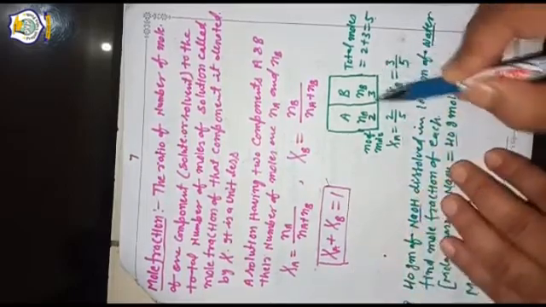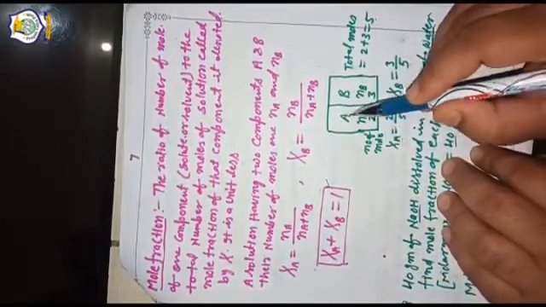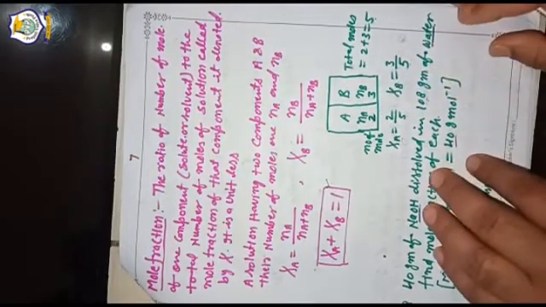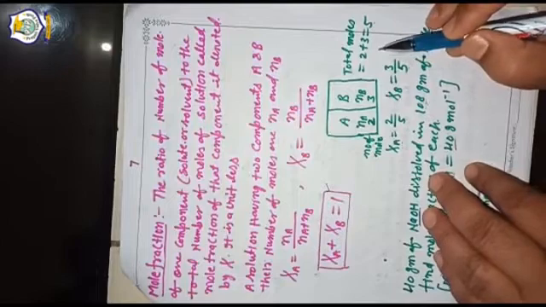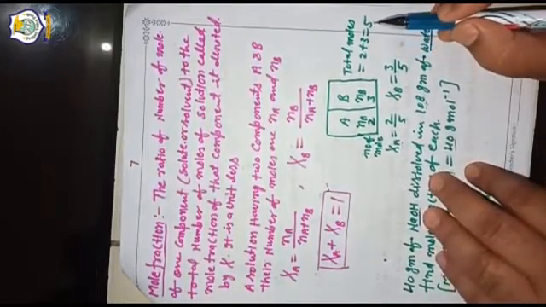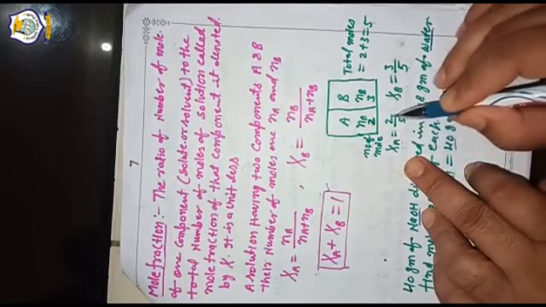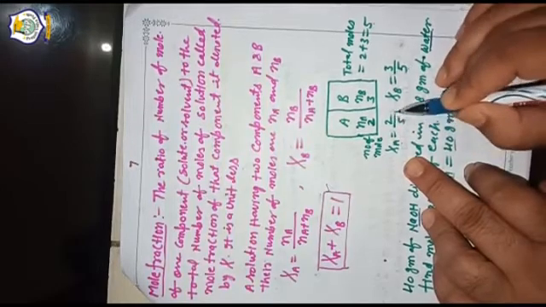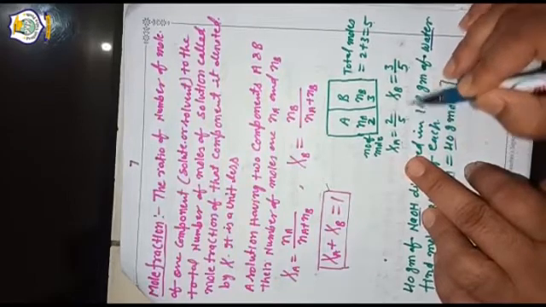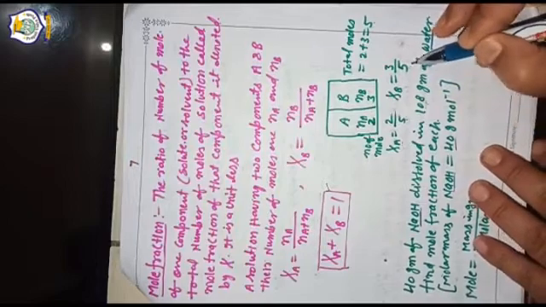Let a solution have two components A and B, the number of moles of A is 2 and the number of moles of B is 3, and the total number of moles of solution is 2 plus 3, that is 5. The mole fraction of A equals 2 upon 5, because the moles of A are 2 and total number of moles are 5. Similarly, the mole fraction of B equals 3 upon 5.